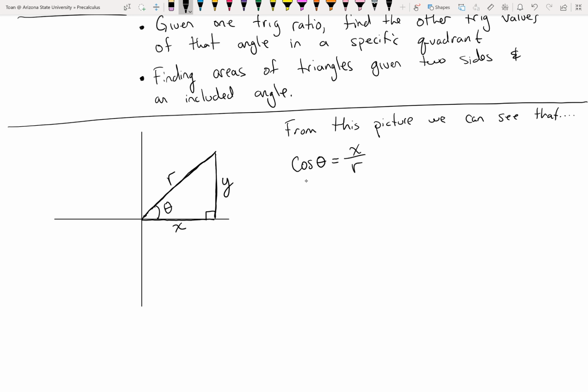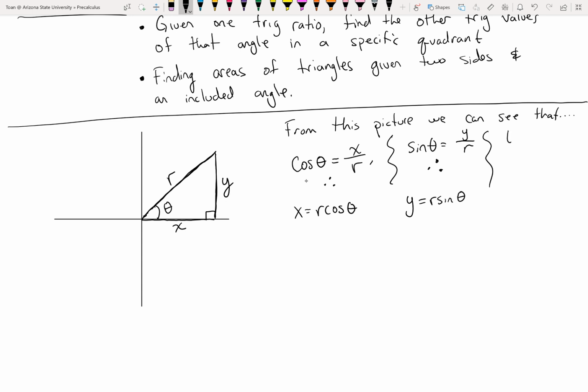And then if I were to solve this equation for x, therefore x equals r cosine theta. Similarly, I can see that the sine of theta is y over r, which then if I were to solve this equation for y, I get y equals r sine theta.